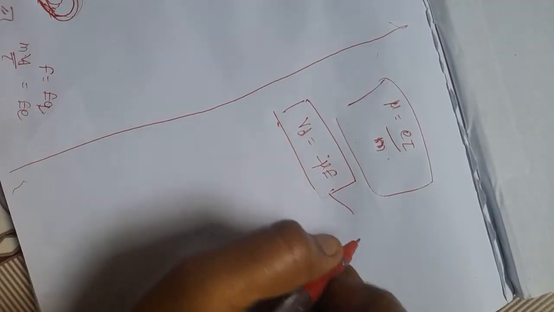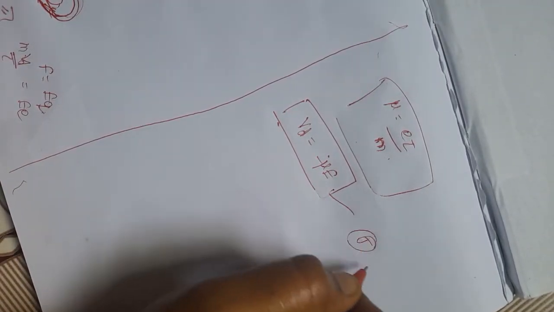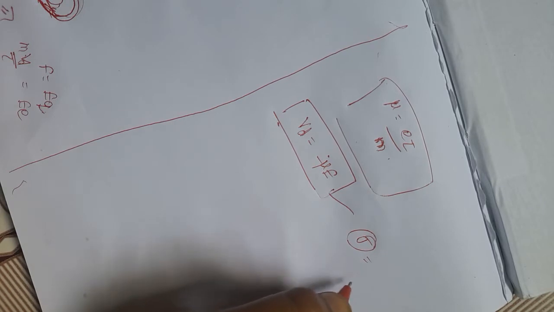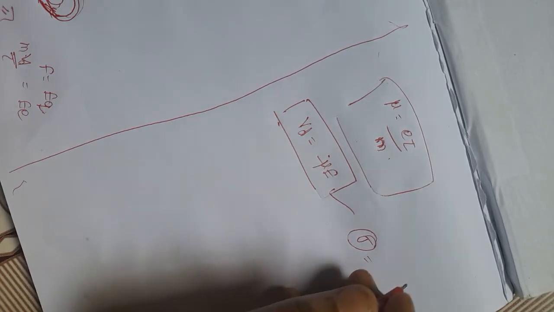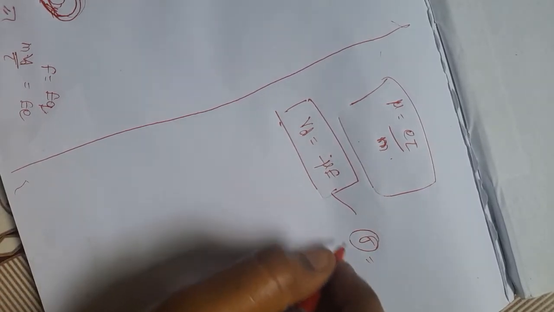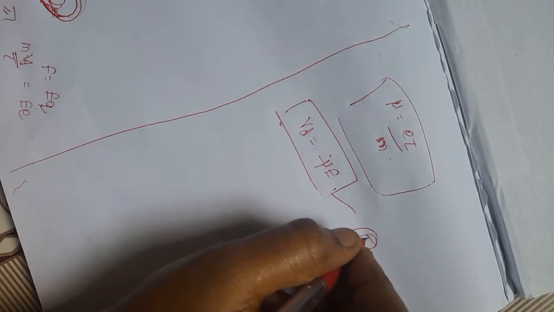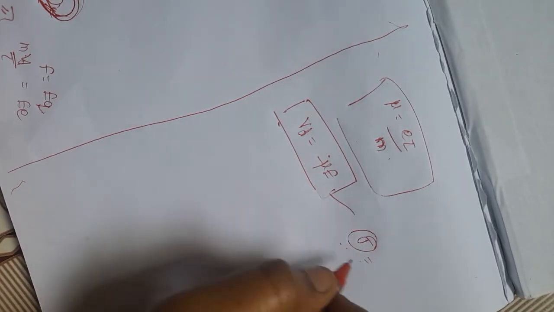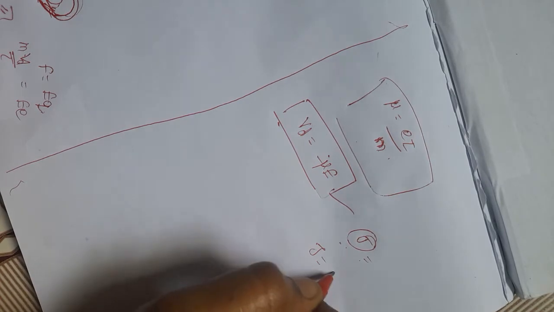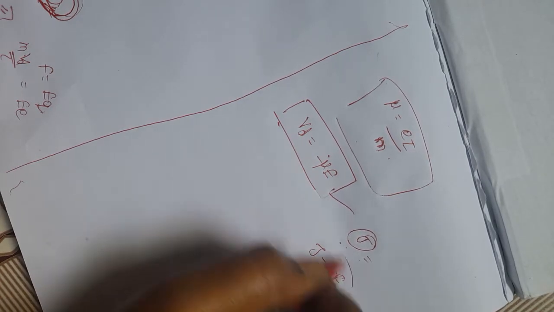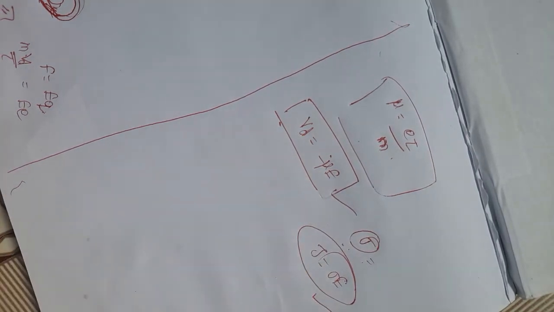And I want to tell you something about sigma. Sigma is nothing but conductivity. This is the reciprocal of resistivity. There is one formula relating this conductivity with current density, that is current density is equal to sigma into electric field. Try to remember the formula.